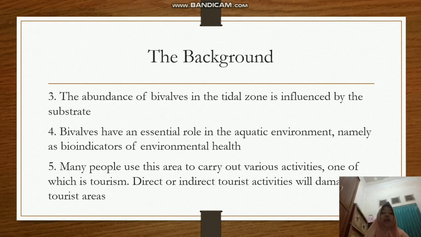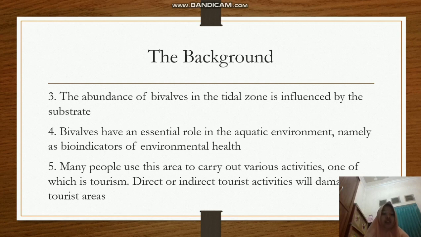Therefore, bivalves have an essential role in the aquatic environment, namely as bioindicators of environmental health. For humans, mollusks are a source of nutritious food, medicine, and industrial material. For example, bivalve shells can be used as shirt buttons. This shows that the interaction between seagrass and bivalves is interdependent in the growth process.